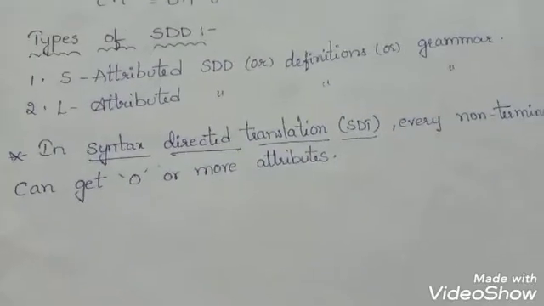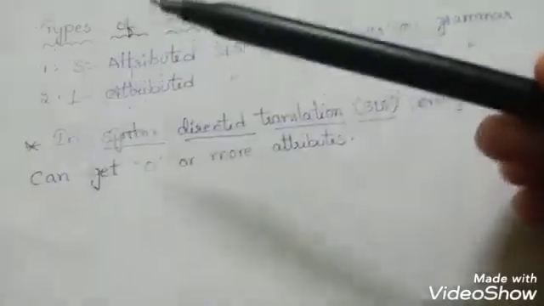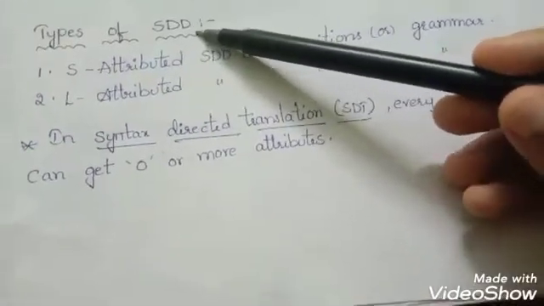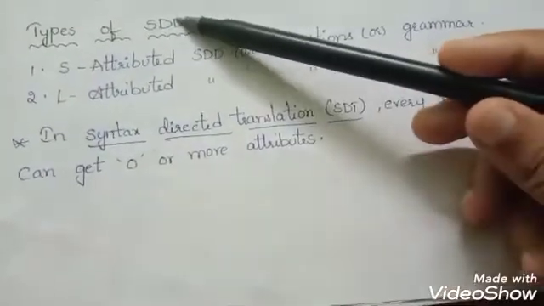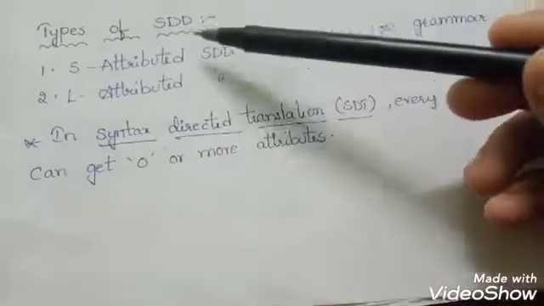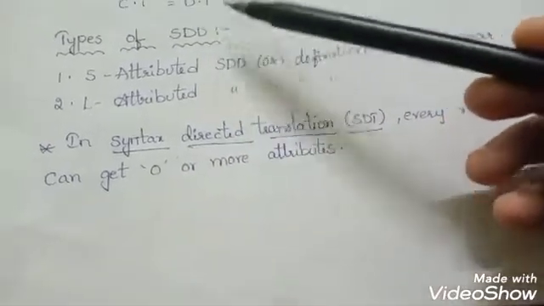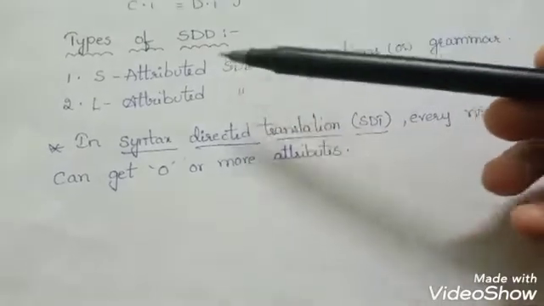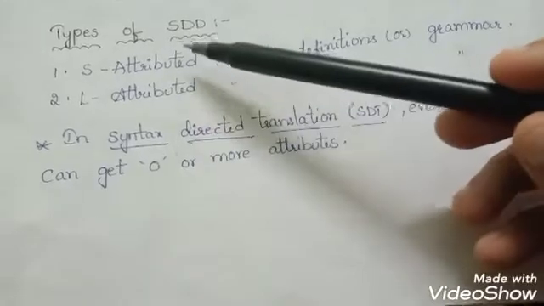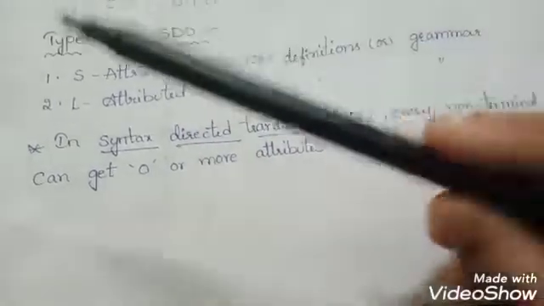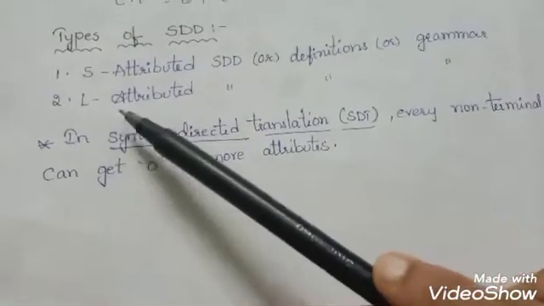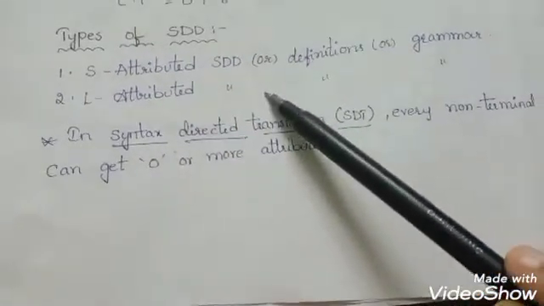Hello everyone. So we'll discuss types of SDD, syntax directed definition. Before learning types of SDD, first we'll recall the meaning of syntax directed definition. Syntax directed definition is a combination of context-free grammar and semantic rules. We have two types of syntax directed definition. The first one is S-attributed SDD and the second one is L-attributed SDD.